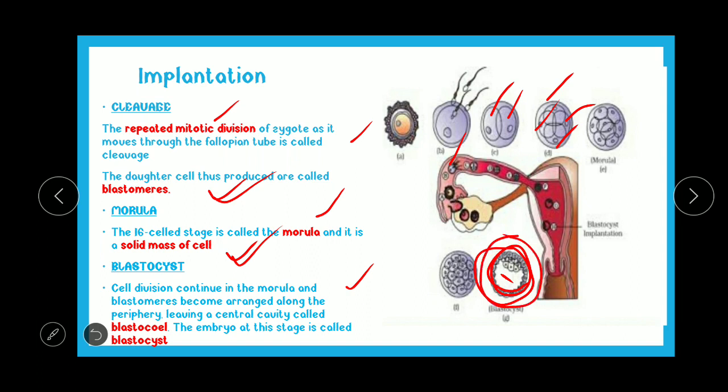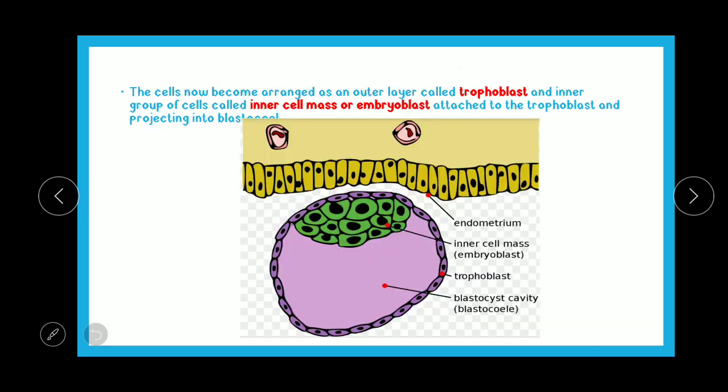So that is the sequence you can see: first the egg, then zygote, then morula, then blastula, then embryo, then fetus. All these things we will discuss in later videos. Here you can see the blastocyst stage, and the blastocoel is the hollow cavity. The cells become arranged as an outer layer of trophoblast.